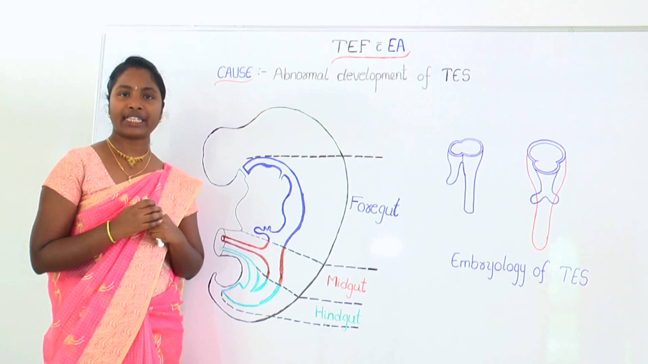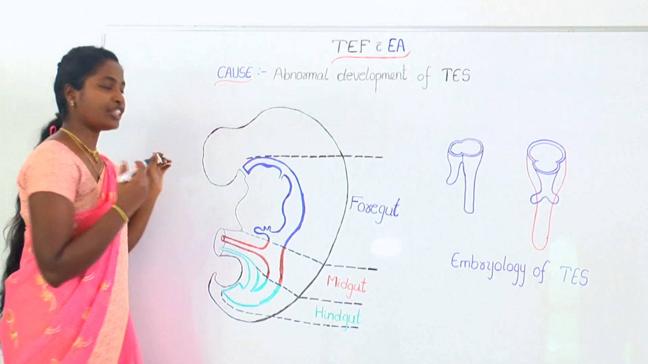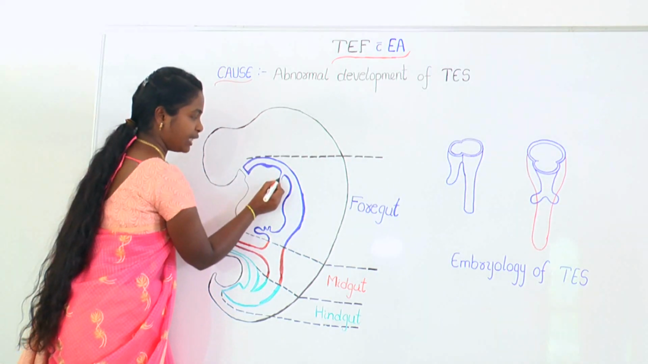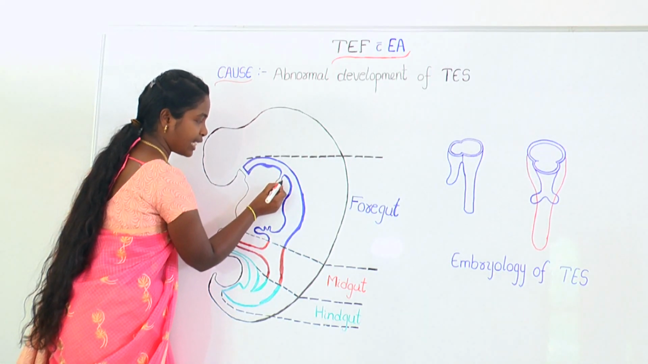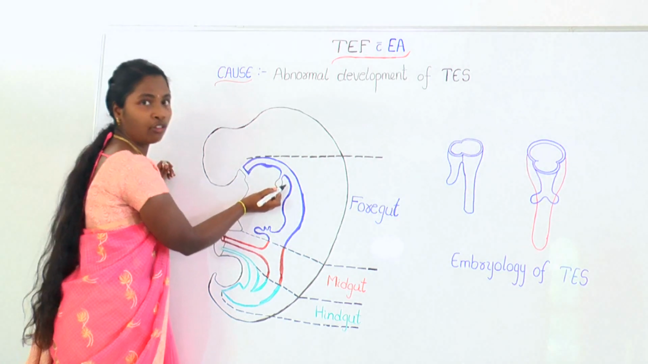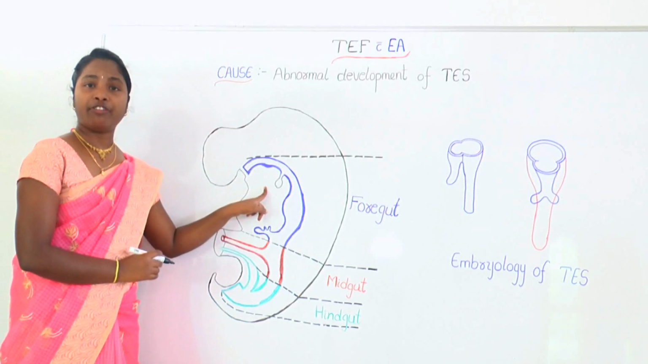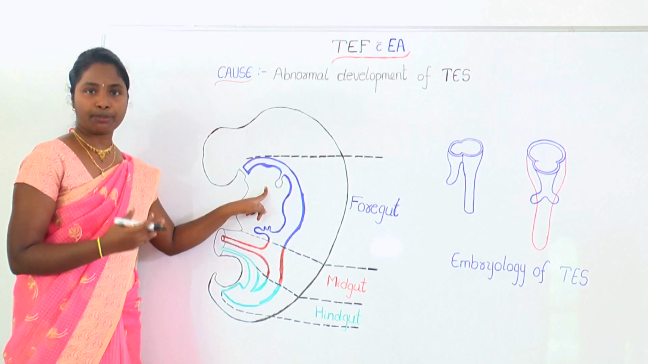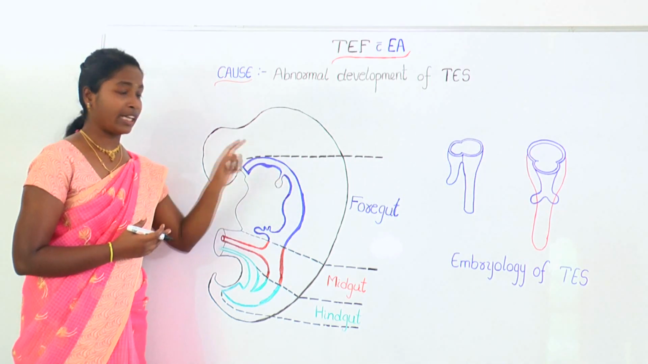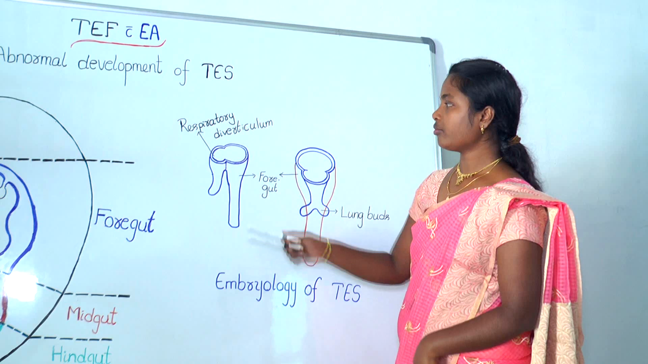Let us see how trachea and esophagus develop in fetus. At 4th week of gestation, respiratory diverticulum develops as an outpouching from the ventral portion of primitive foregut. It means respiratory diverticulum, which develops as future respiratory tract, and esophagus, both are derivatives of primitive foregut.